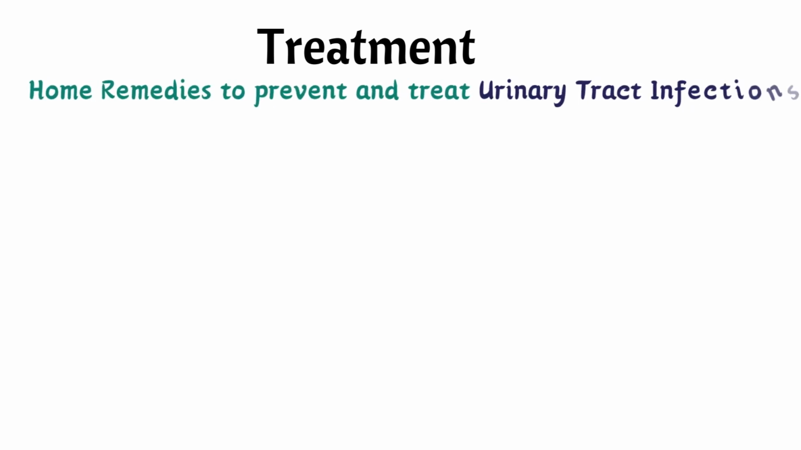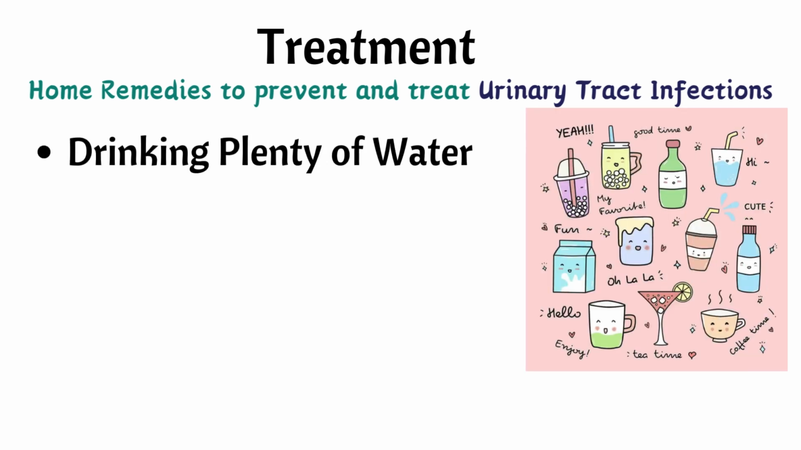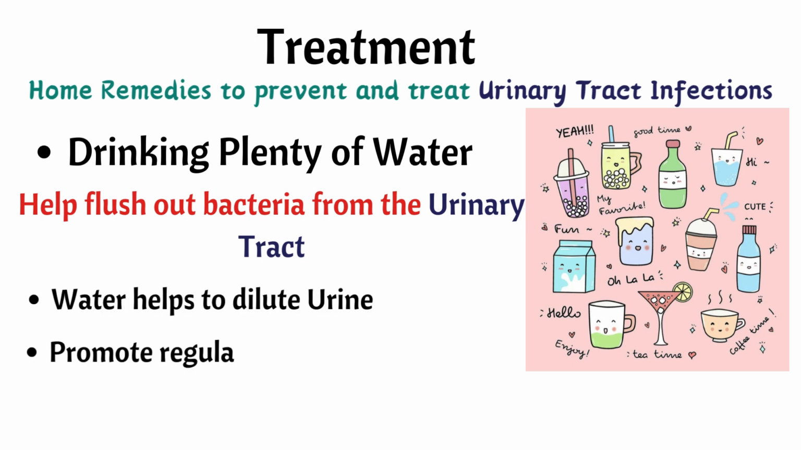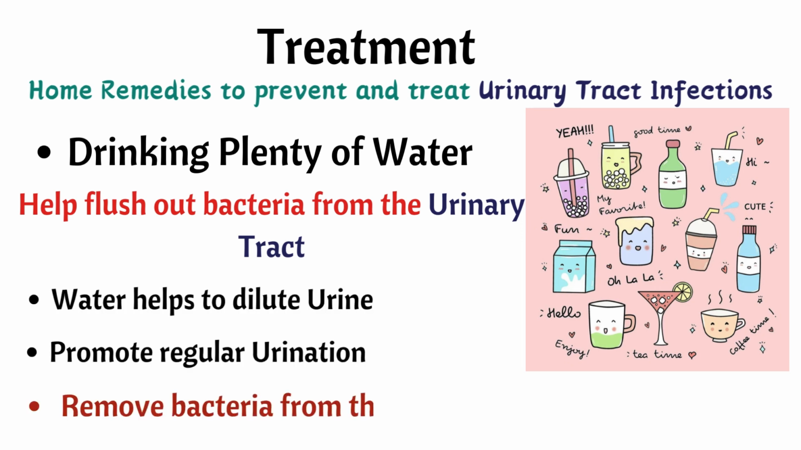Treatment of urinary tract infections. Certain lifestyle changes and home remedies can prevent and treat urinary tract infections. First remedy is drinking plenty of water. Staying hydrated is often recommended to help flush out bacteria from the urinary tract and go toward recovery. Water helps to dilute urine, promote regular urination and remove bacteria from the urinary tract.